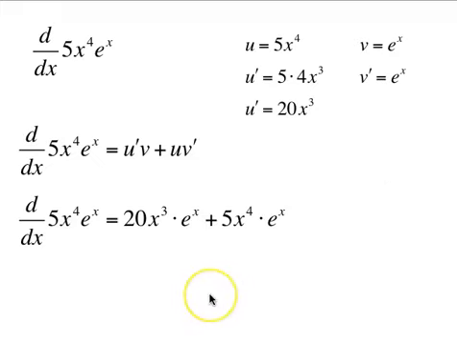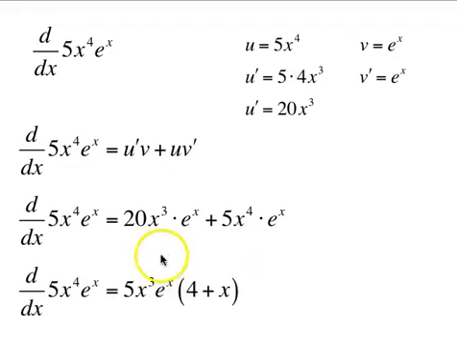Each one of these pieces has a 5, because 20 and 5 both have a common factor of 5, an x cubed, because x cubed and x to the fourth each have a common factor of x cubed, and an e to the x. So I will factor out 5x cubed e to the x. All that's left here is 4. Notice 5 times 4 is 20, x cubed e to the x.